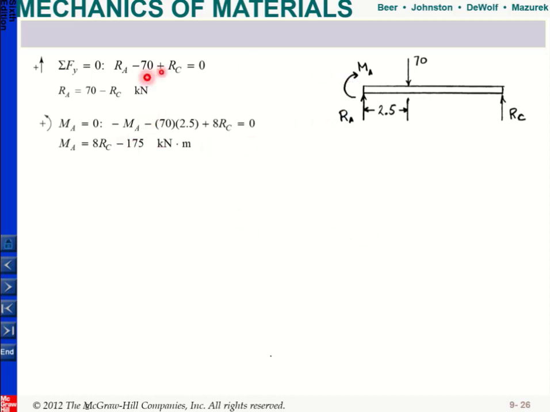So from here, I can get my RA in terms of RC, and I can get MA in terms of RC, but I cannot find them. I have three unknowns, but I have two equations. So I need one more equation. So this is why this is statically indeterminate.